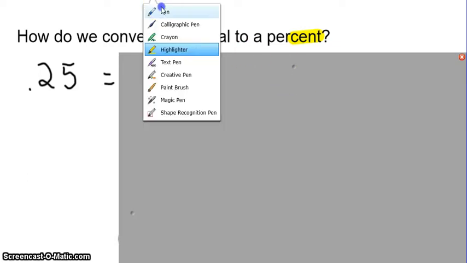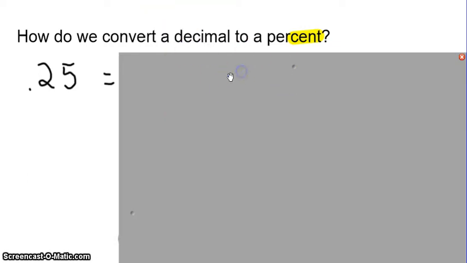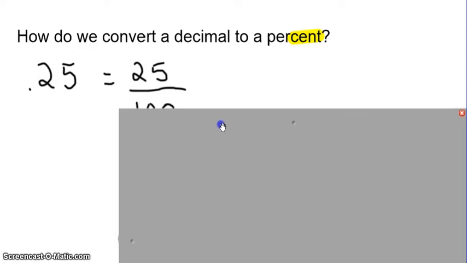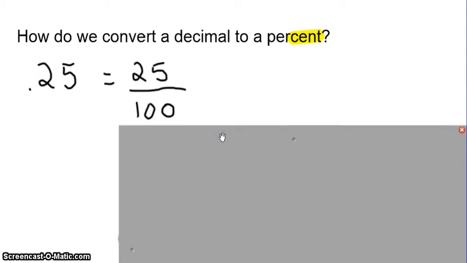So if we look at this first problem here, 0.25, we're going to see that that's 25 over 100, 25 hundredths, because the 5 and the 2 are in the hundredths place. So that's how to convert it to a fraction. But when looking at trying to get it to a percent, because we have 25 parts out of the 100 and 100 is our total, that becomes our percent. So when something's over 100, that is our percent. So this equals 25%.